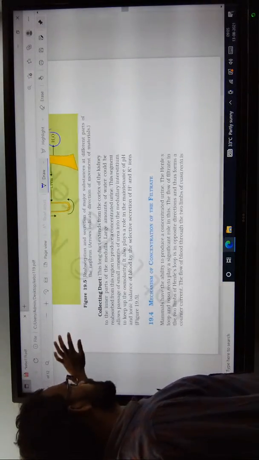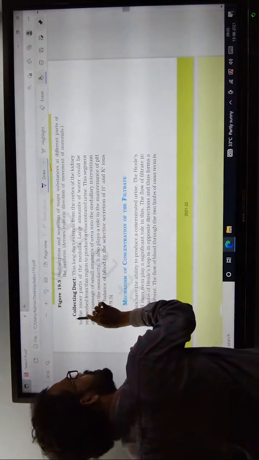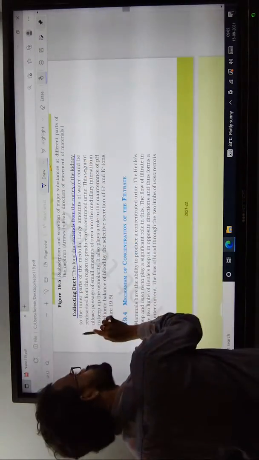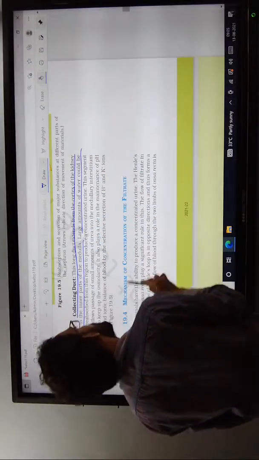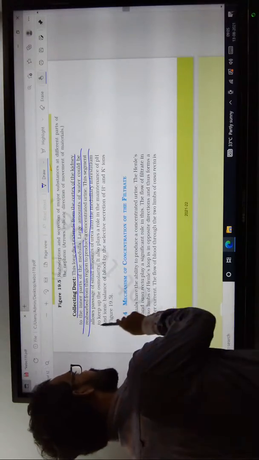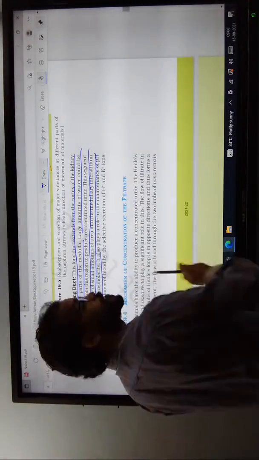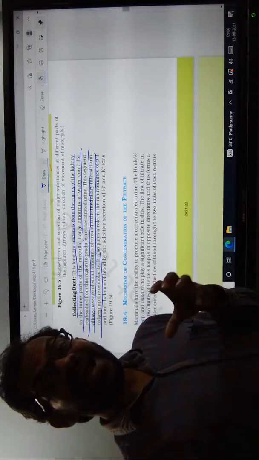Now, coming to the collecting duct. The collecting duct is a long tube that extends from the cortex to the inner parts of the kidney. A large amount of water can be reabsorbed from this region, producing concentrated urine. It also allows a small amount of urea to pass, to maintain the osmolarity gradient.